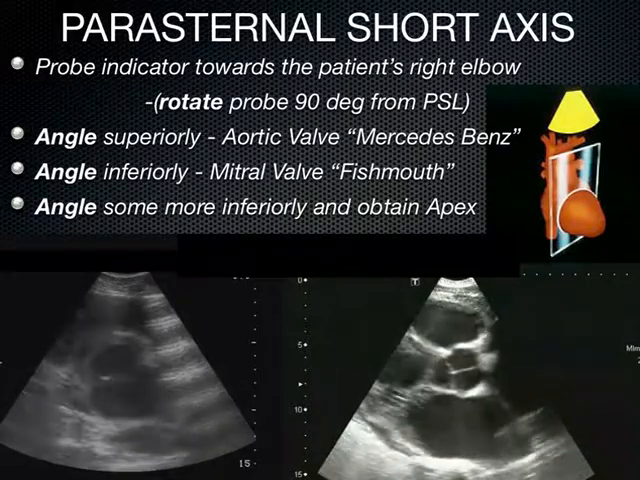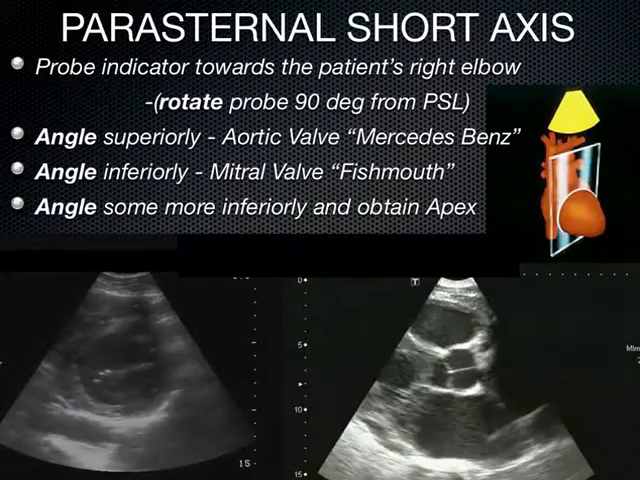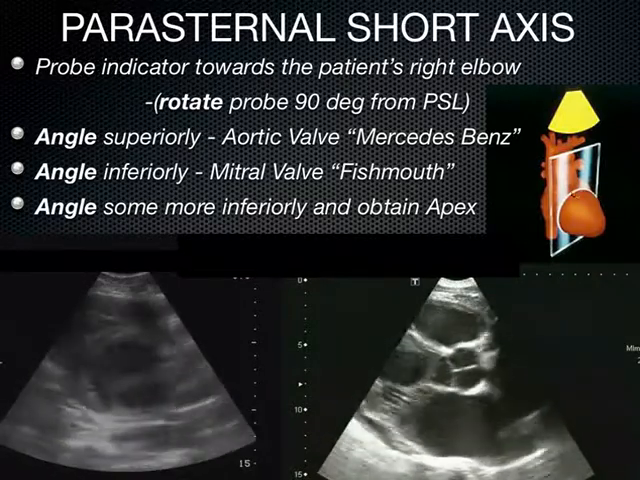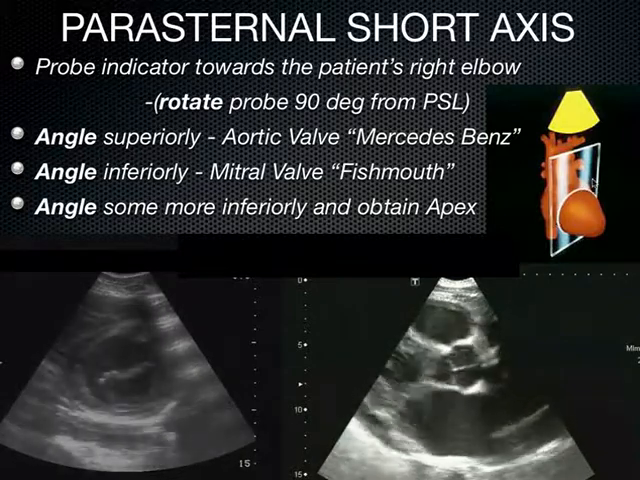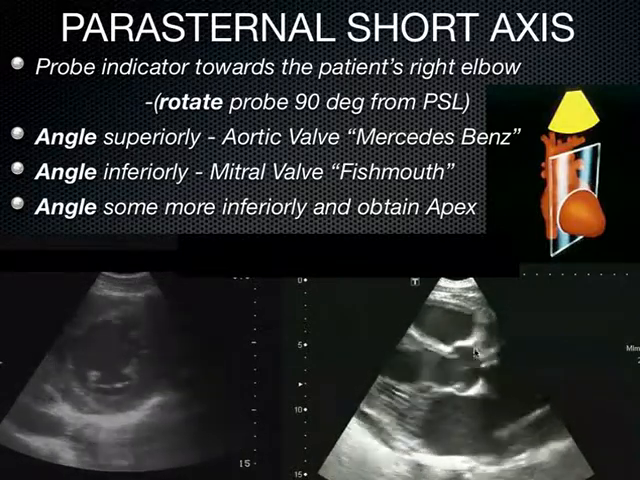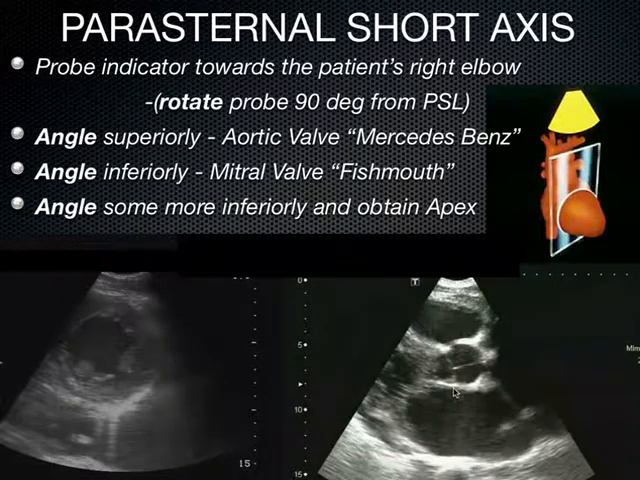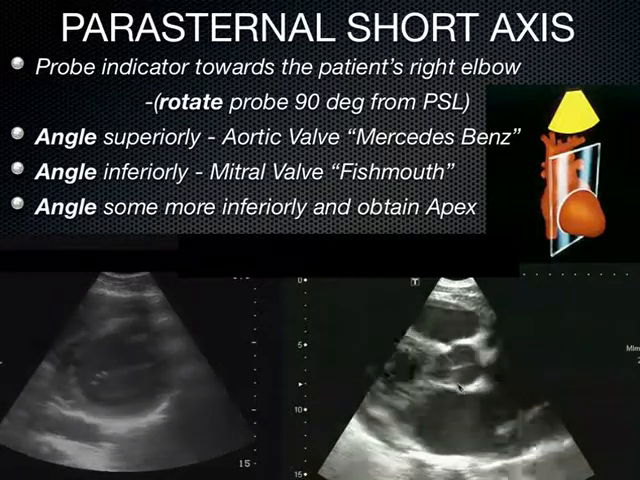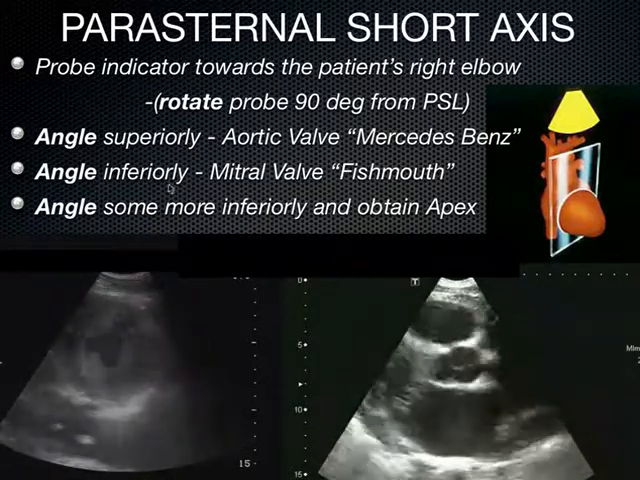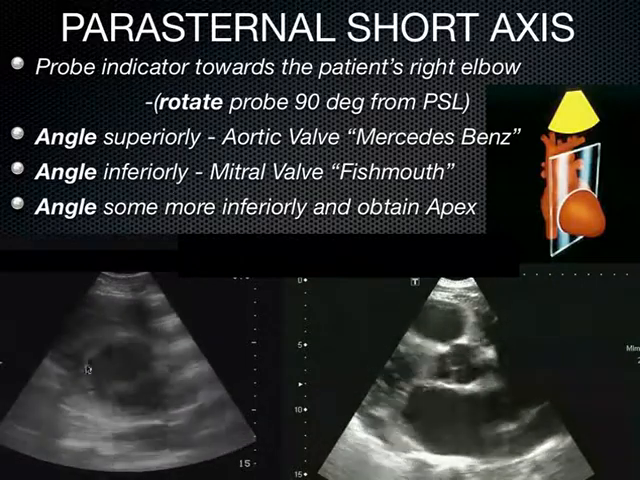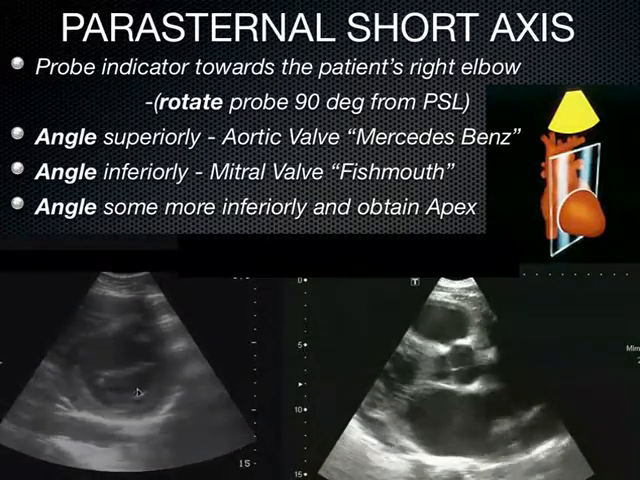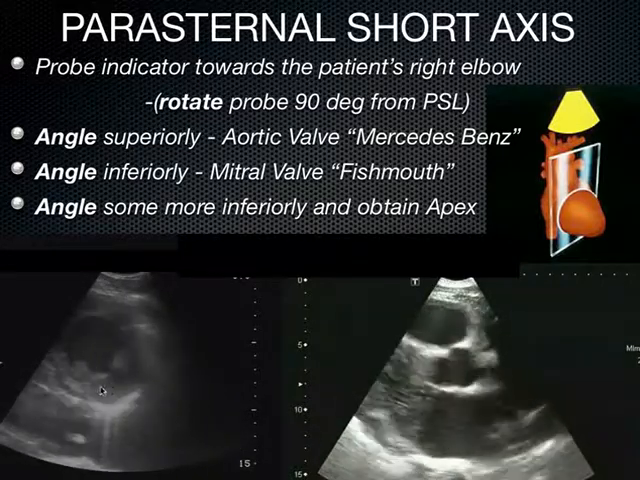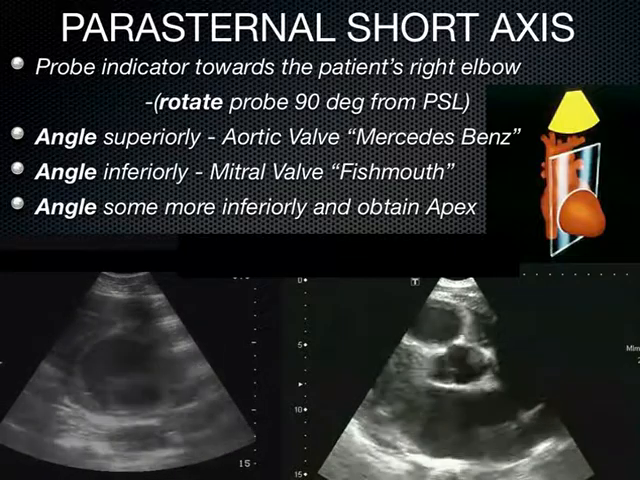So from the long axis, you rotate the transducer 90 degrees, and then you'll get to the short axis. And depending where you are along that heart, if you're very proximal, right up by that aortic valve, you may see this, the 3 cusps of the aortic valve, or what some people refer to as the Mercedes-Benz sign. And then if you angle the transducer a little bit more inferiorly, you get down to where that fish mouth view is, or the mitral valve. We can see it here, kind of bouncing around. Then we get down towards the apex. We see some of those papillary muscles down there towards the apex.